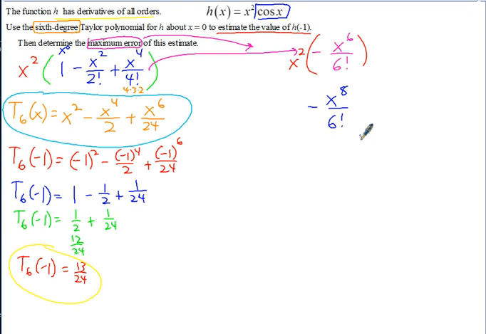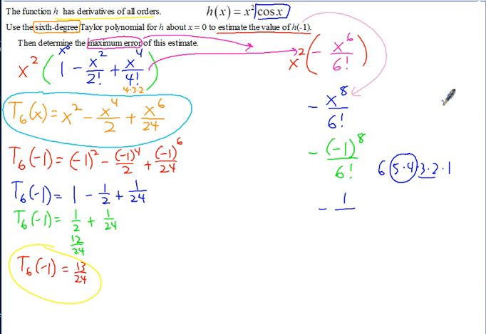Okay. And then if we substitute in -1 there, we can find our maximum error. That would be negative, and then (-1) to the 8th over 6 factorial. So (-1) to the 8th is 1 over 6 factorial. You could leave it as 6 factorial, or if you wanted to work it out, 6, 5, 4, 3, 2, 1. It's not that bad. That's 20 right there, times 6 times 6, that's 12. So 12 times 20 is, 2 times 12 is 24, so 240.